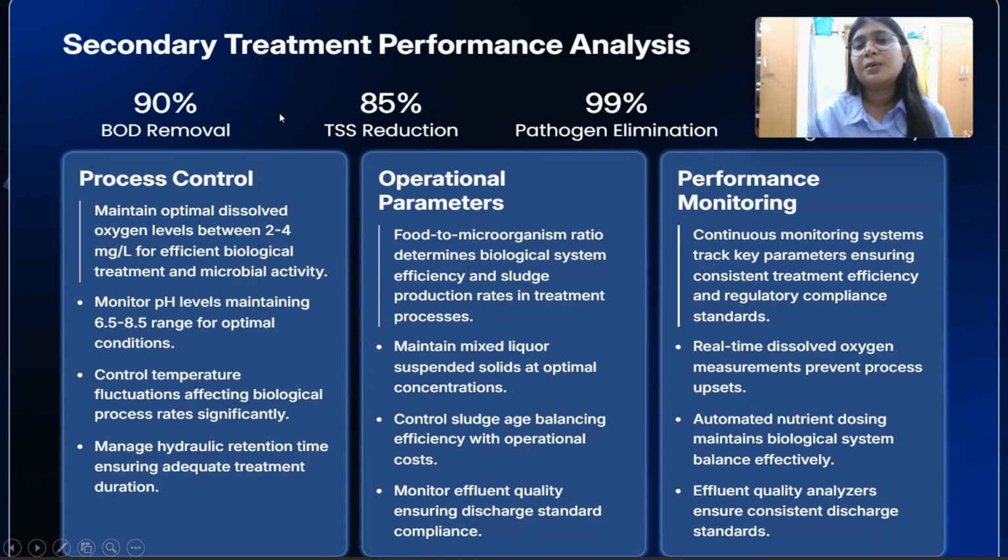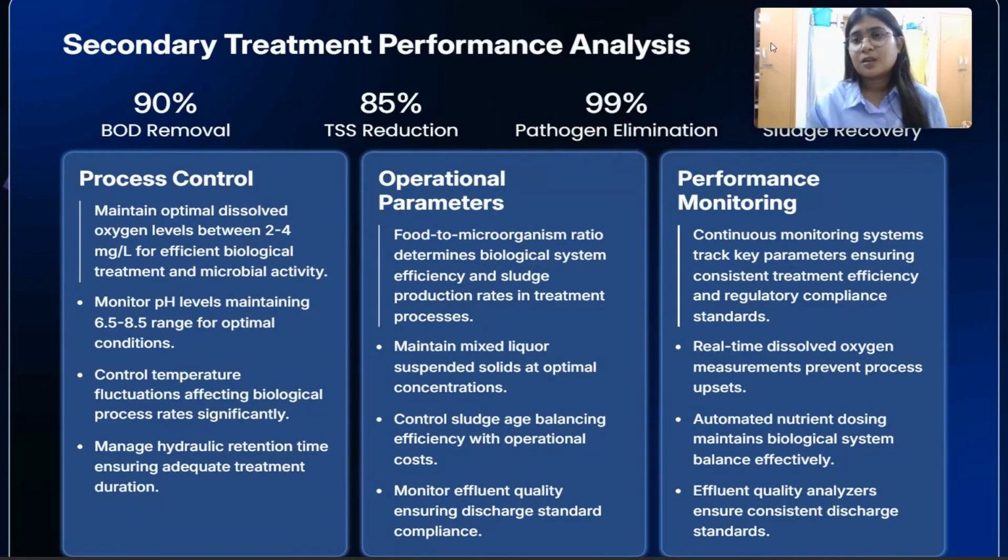After that, the secondary treatment performance analysis: 90% BOD removal is happening here, 85% TSS reduction, 99% pathogen elimination, and 75% sludge recovery. In process control, we maintain the temperature, oxygen and pH in a controlled manner for more productive microorganisms. In operational parameters, we maintain mixed liquor suspended solids at optimal concentration and control sludge age, balancing efficiency with operational cost. In performance monitoring, we monitor in real time: oxygen measurement prevents process upsets, along with automated nutrient dosage and effluent quality analyzers.